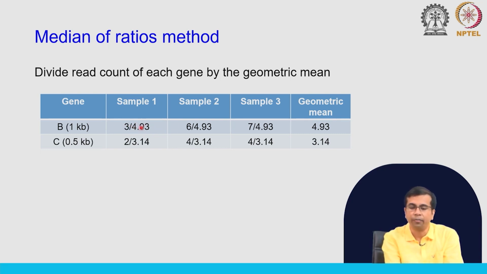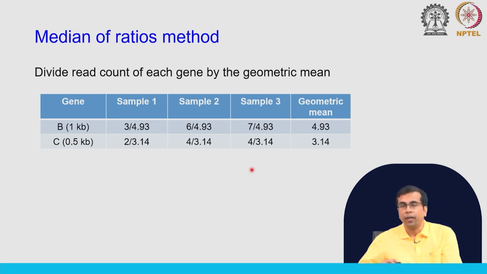For gene B the geometric mean is 4.93. So, we are dividing the raw read count 3 by 4.93, and similarly we are doing the same for sample 2 and sample 3. For gene C, that geometric mean is 3.14. So, we divide the read counts by this number 3.14. You can see these for sample 1, sample 2, sample 3, we do the same. Now, once we have done that, we got the values. After the division, these are the values.